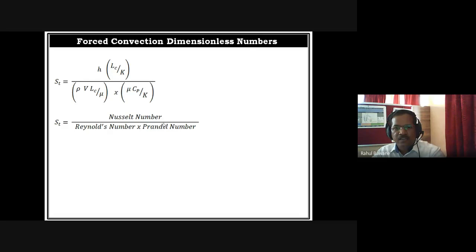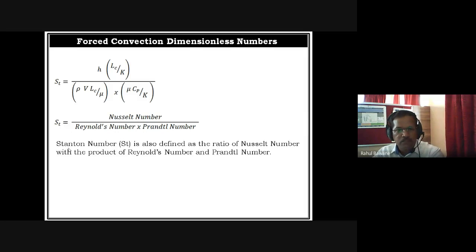Remember, in the fourth unit, Biot number does not exist. Even though the mathematical expression is similar to Biot number, in the fourth unit it is a Nusselt number. And this first bracket belongs to Reynolds number, and this second bracket belongs to Prandtl number. So what is the Stanton number? Stanton number is nothing but the ratio of Nusselt number to the product of Reynolds number and Prandtl number.